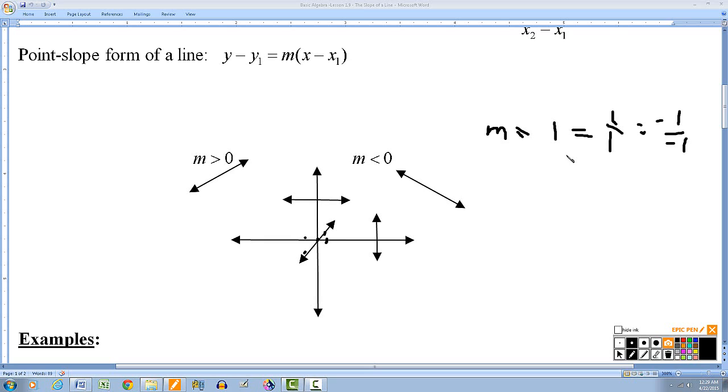So if I tell you that the slope of a line, say, is 2/3, and you know that a line passes through a particular point, you go to that point, and you can get a second point by simply going 3 units to the right and 2 units up, and you have it.